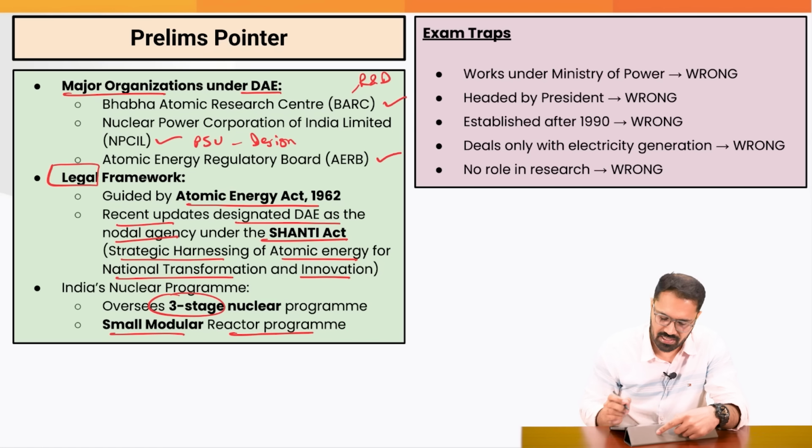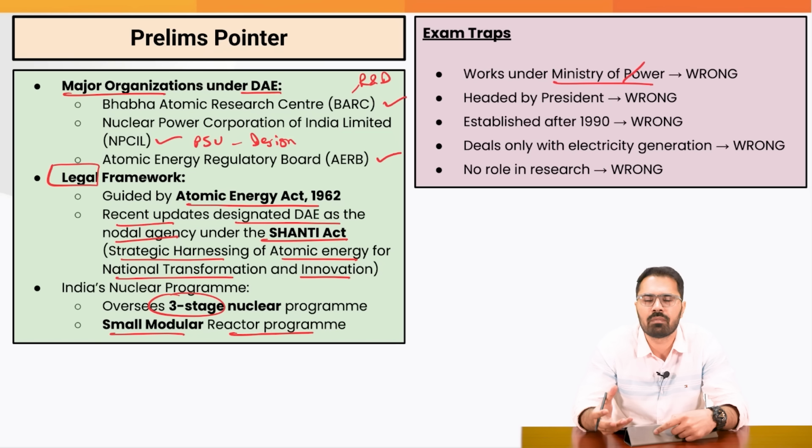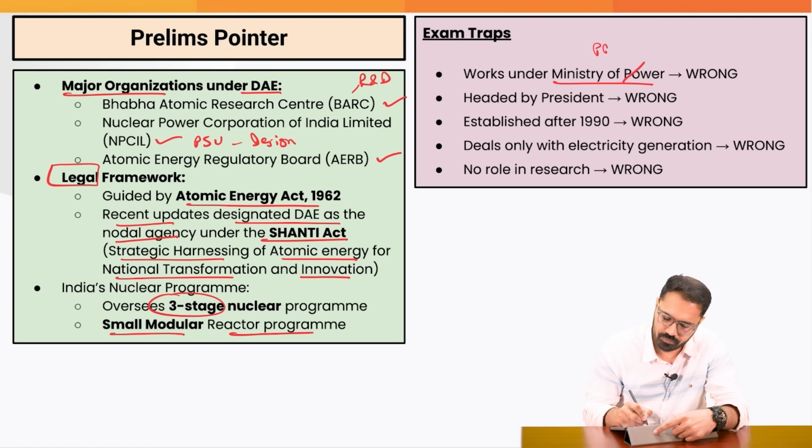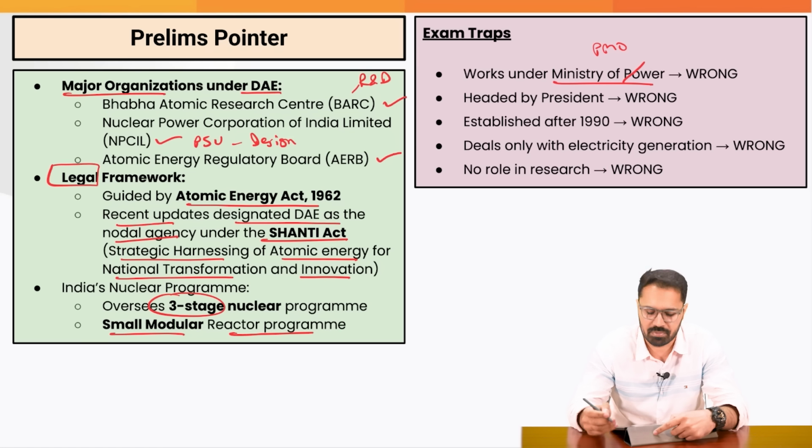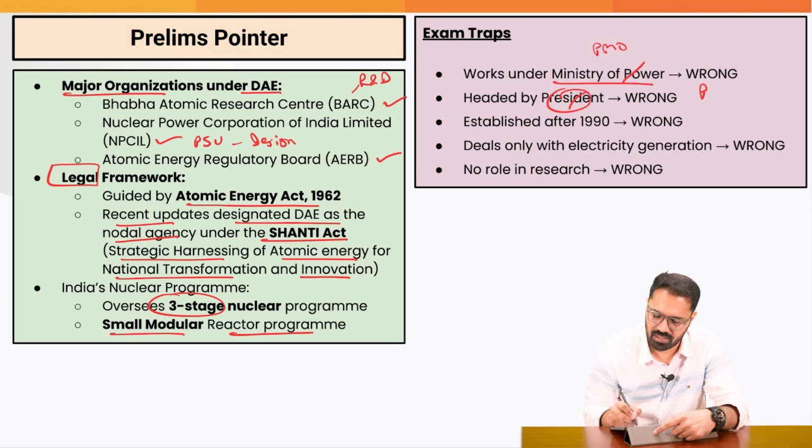Now, what can be the exam traps here? Now this Department of Atomic Energy works under the Ministry of Power. This is wrong. It is an independent department directly under the PMO, the Prime Minister's Office, headed by the PM. It is headed by the President, again no, headed by the PM. Then you have established in 1990, again wrong. It is established in 1958, or even 1954 specifically. Then it deals only with electricity generation.